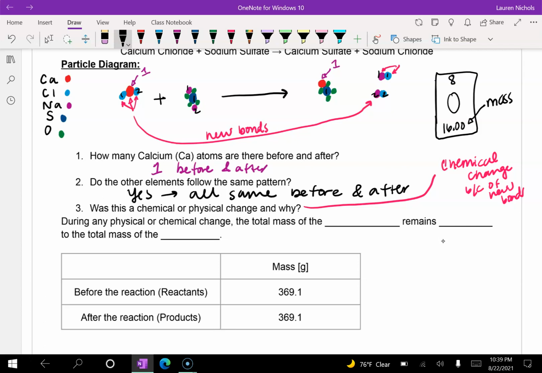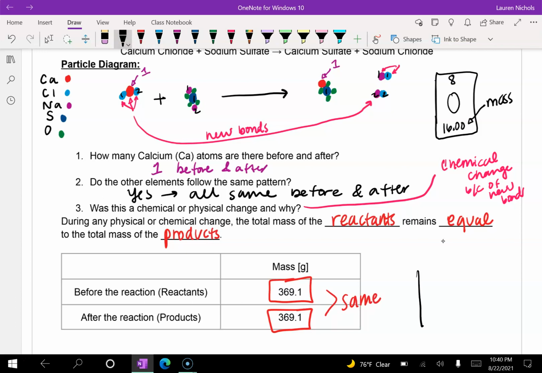That's the mass. And so that means every oxygen, every hydrogen, every calcium and chlorine and sodium, they all have a certain amount of mass. And if the numbers of them are the same, that means that the total mass of the reactants, or your ingredients, remains equal to the total mass of your products. So if you look at your mass before the reaction and your mass after the reaction, it should be the same, always.